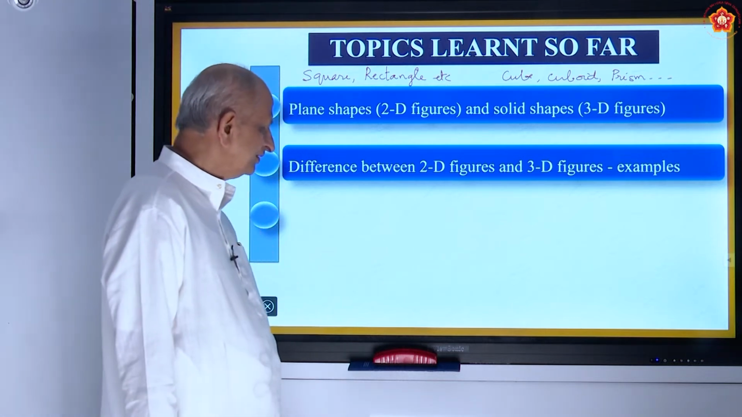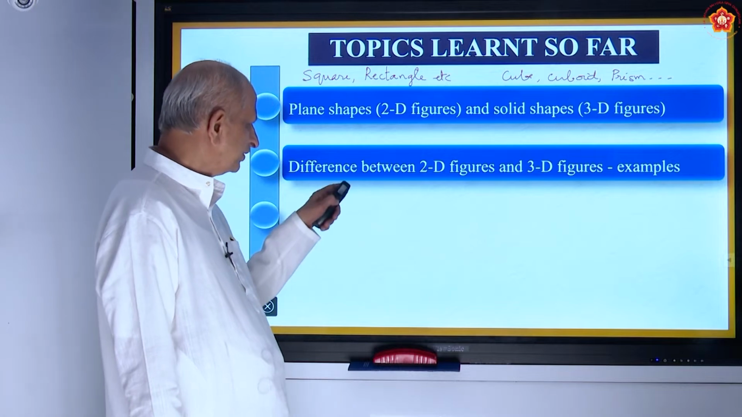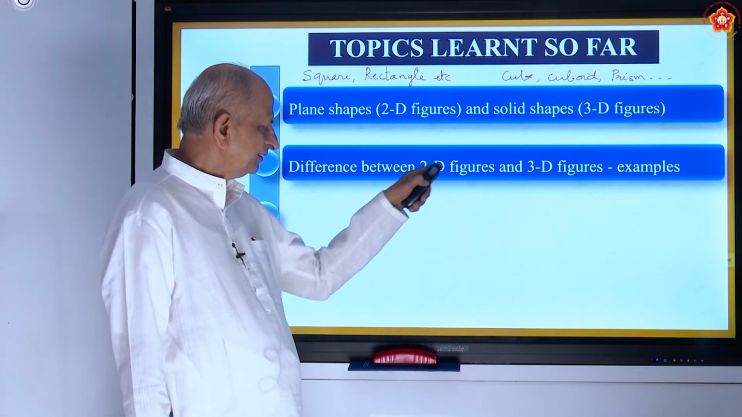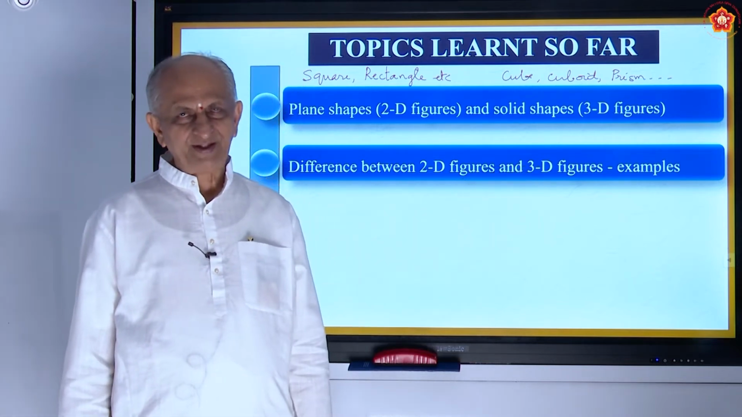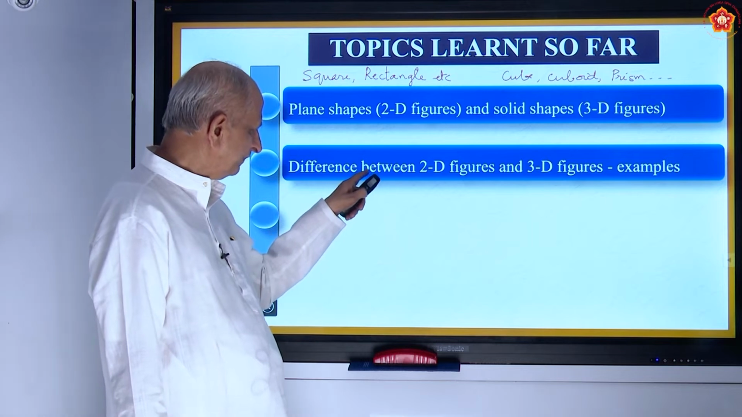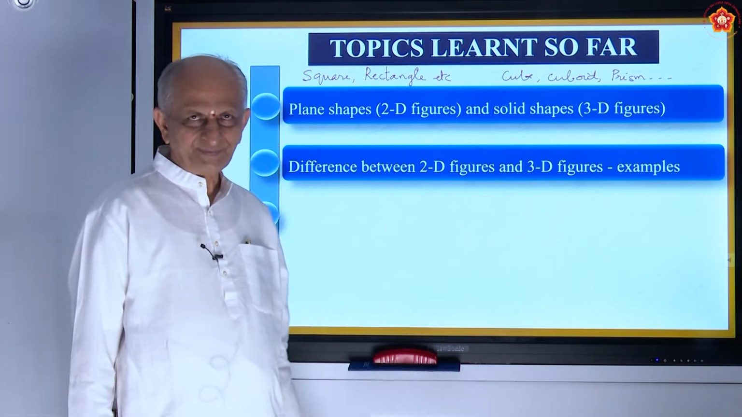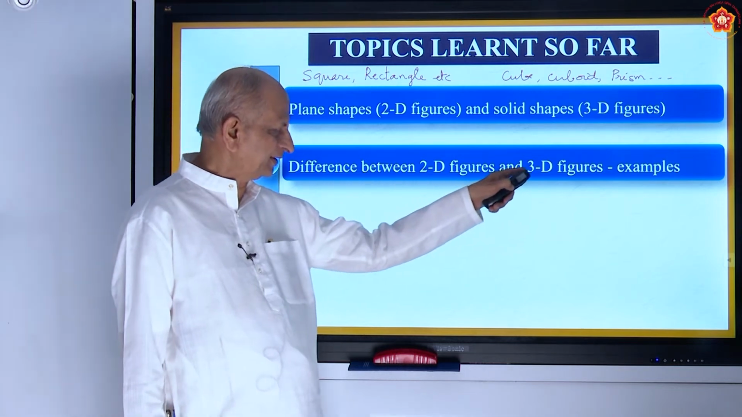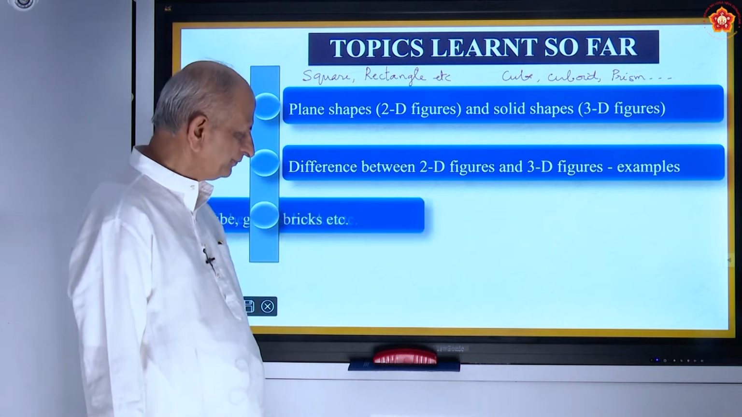Is it not? So, the difference is this can be drawn on a paper or a plane. This cannot be drawn as it is. Only the figure can be drawn. And there is no height or depth in this. There is height or depth in this. And there is only area in the case of 2D figures. Here there is area and volume. Both will be there. Correct?